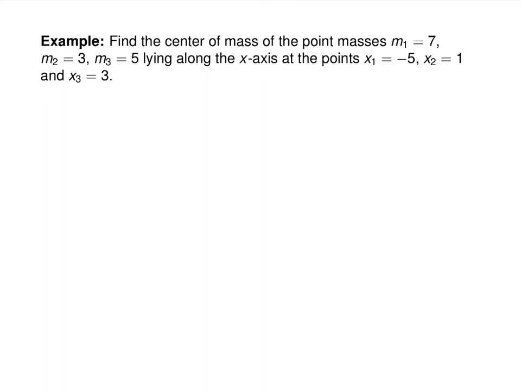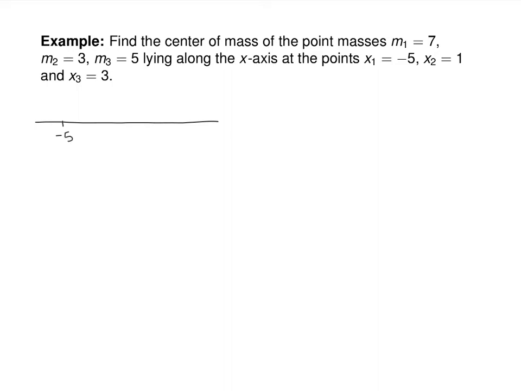Now suppose we have 3 things and they're on the x-axis. So the formula we found a couple of slides ago generalizes. You just sum the moments, which are given by mi times xi, and then divide by the sum of the masses. So let's plot these points on a number line.